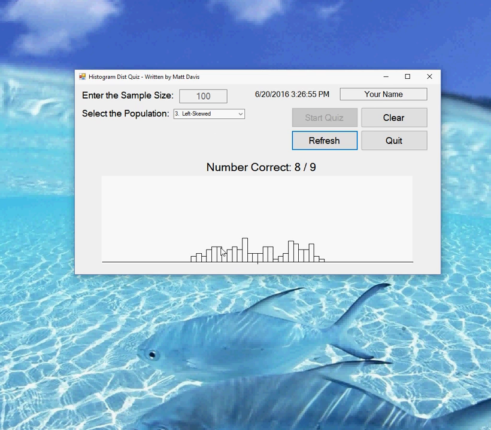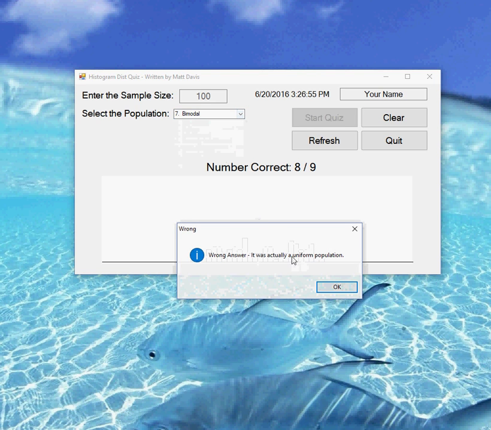This could be bimodal, peak here, peak there. Could be uniform because it kind of peaks everywhere. But it seems like there's a lot of tall bars here, a lot of tall bars here. I'm going to go with bimodal. If it says uniform, I won't be shocked. Yeah, so see, it was uniform.